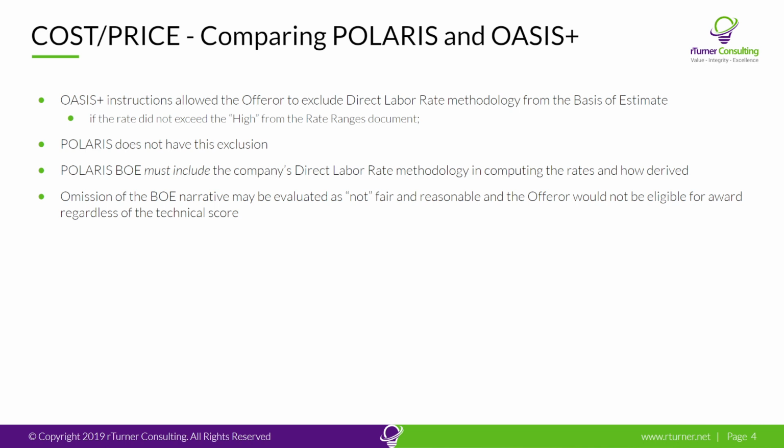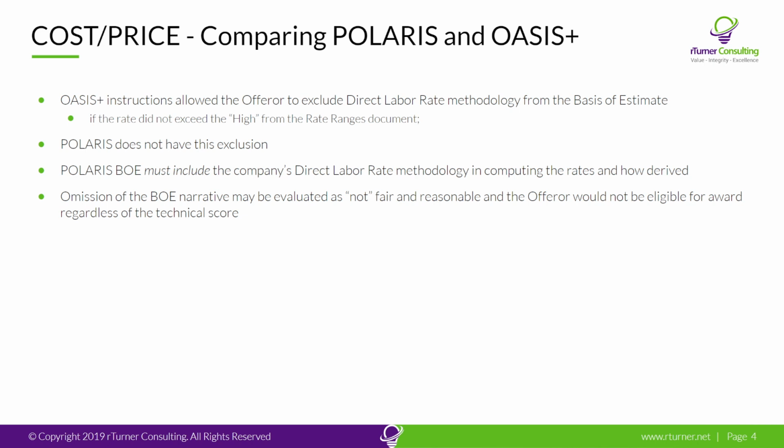All right, thank you, Kimberly. I think it's important to talk about just for a minute that in Oasis Plus, for your basis of estimate, if you picked a rate that was less than the high rate that GSA published in their JP10, as Kimberly just said, you did not have to discuss your methodology for arriving at direct labor. Polaris Amendment 9 requires that your basis of estimate give a methodology for direct labor.